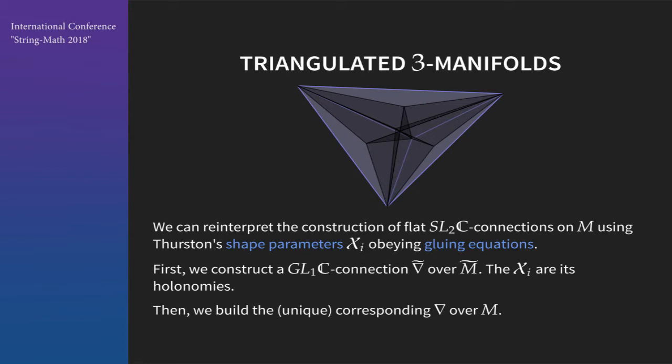Namely, here's how we make the connection. We first make a GL1C connection over the cover. Now here, in this picture, downstairs on M, the tetrahedron is just simply connected, but upstairs it's not simply connected. Upstairs there's a little loop. And Xi is just the holonomy of our GL1C connection around that loop. It turns out in this case that this process of going back and forth between the GL1 connection and the GLN connection is unique. So once we have the GL1 connection upstairs, then you just build the unique corresponding connection over M.